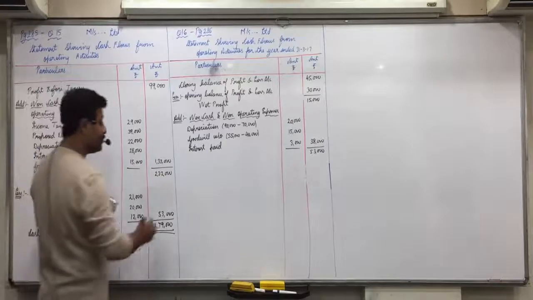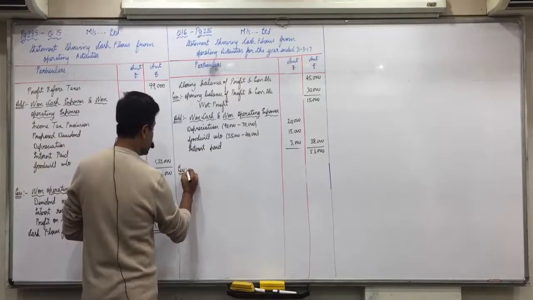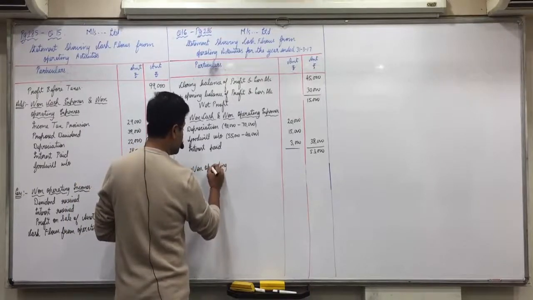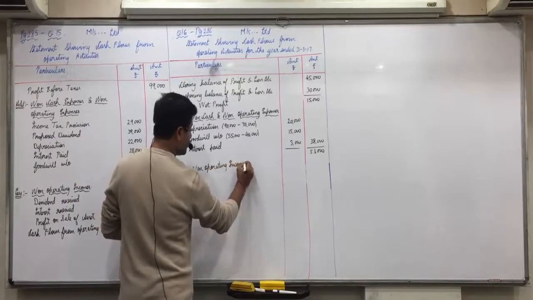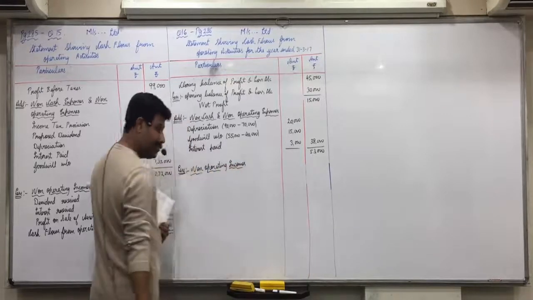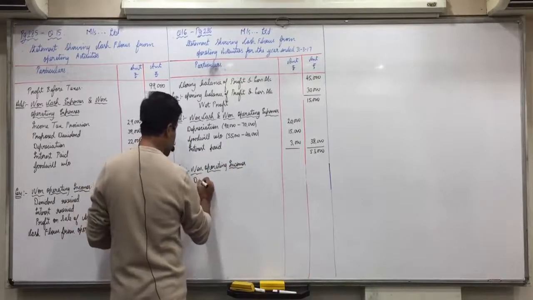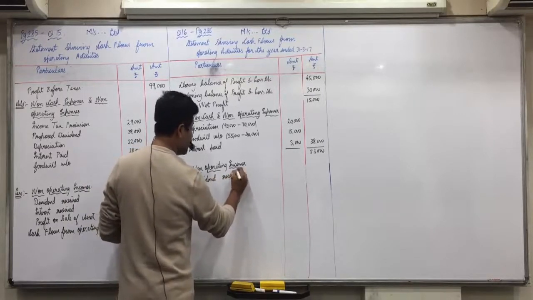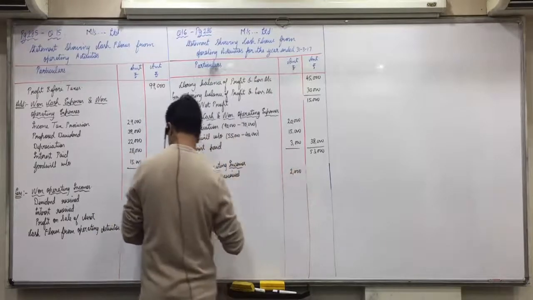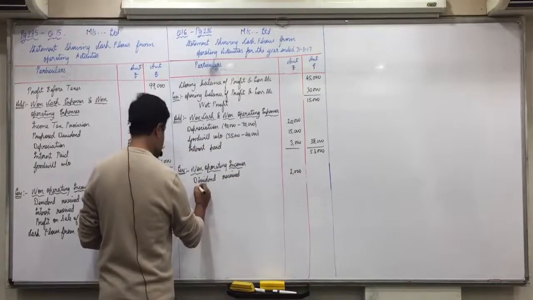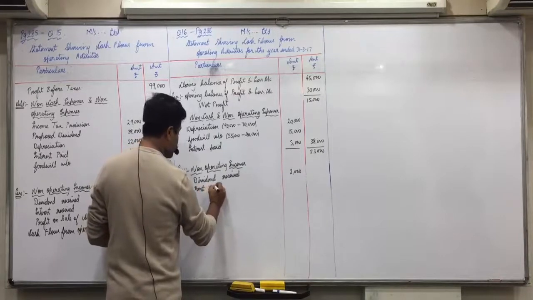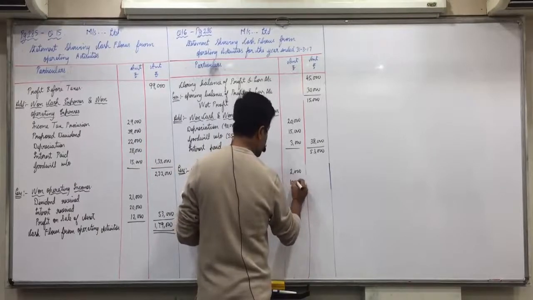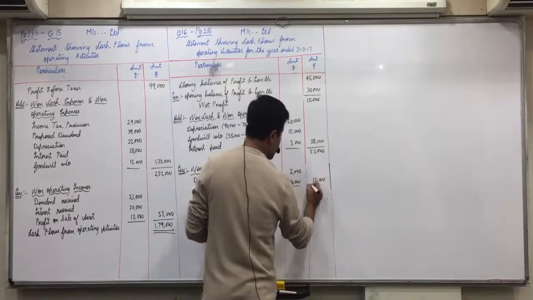Further, less non-operating incomes. Dividend received, 2,000. Rent received, 10,000. Only two items are there, marked as O minus. 12,000 if you minus, then 41,000.